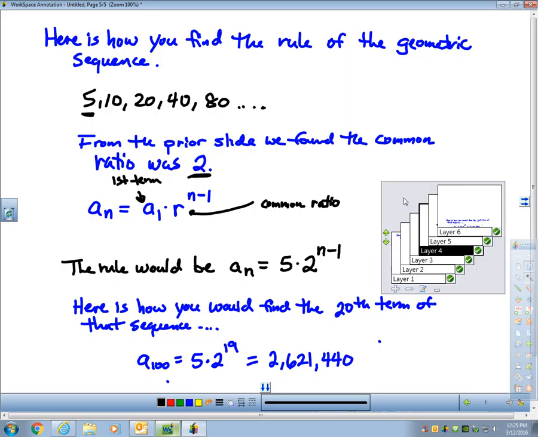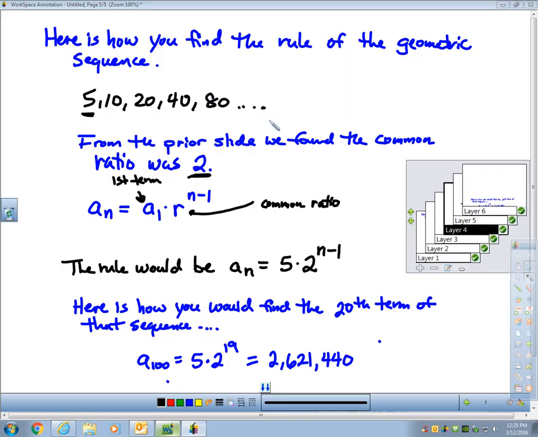Let's find the 20th term of the sequence. Now, we don't want to find the 20th term by having to multiply this by 2 and get 160, and then multiply by 2 again and get 320. It's going to take us a while before we get to the 20th term. We can do it with just this little rule. So, the 20th term of the sequence, I have 100 in there for some reason.